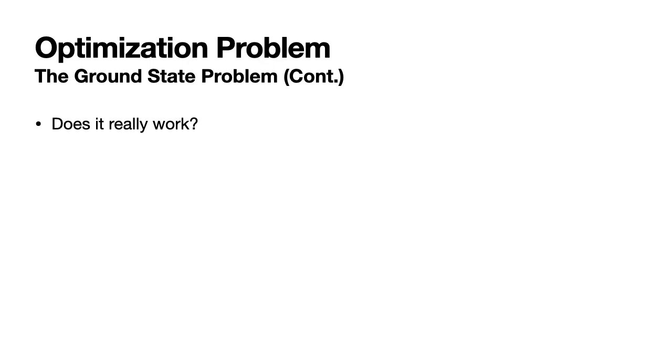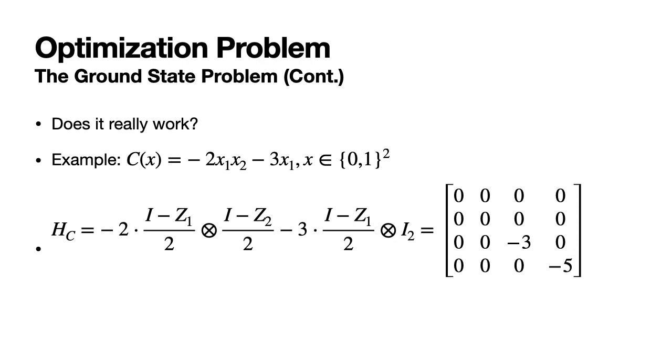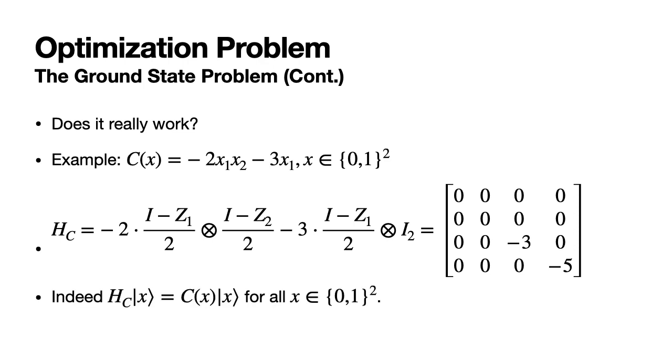Let me illustrate with a simple 2-qubit example. We can see that for this toy QUBO, the resulting Hc matrix has eigenvalues 0, 0, -3, -5, which match the values c of x can take for x equals 00, 01, 10, or 11. So this equation holds for all possible binary strings x. You can pause the video for a while to verify the calculation yourself.